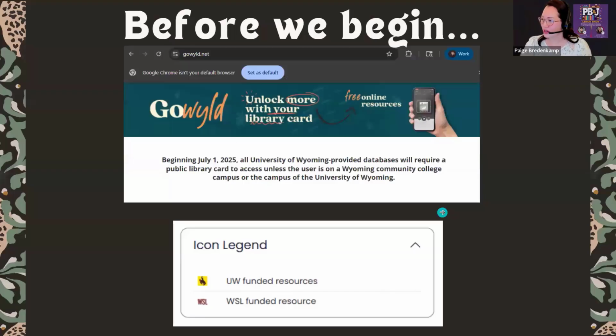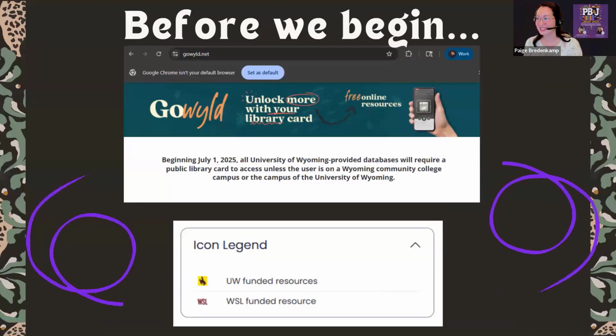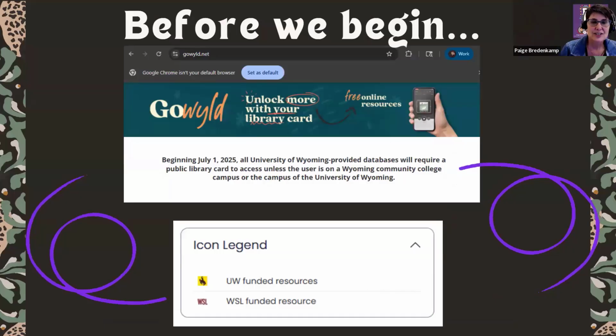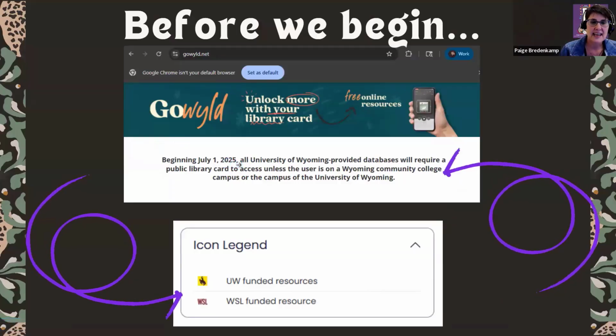So, Culturegrams. Before we begin, we need to start at the very beginning, which is how to log on. There's been a lot of confusion and a lot of changes with this, so I'll let Paige go into that. Yes. So this year, starting July 1st, we had a change in authentication measures for all of our University of Wyoming provided databases. So everything that UW provides on our GoWild.net platform now requires a library card to access.